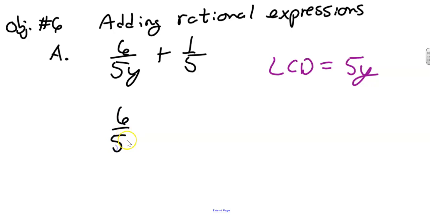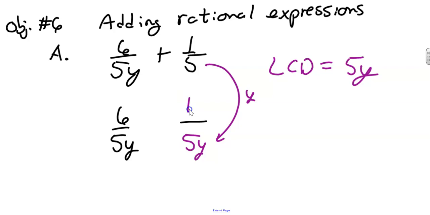Okay, so the first fraction didn't change. It stayed exactly the same. The second one, though, when you put 5y in the denominator, to go from here to here, we multiply by y. And whatever you do in the denominator, you have to do the same thing in the numerator. So you change that one to 1y. Okay. If you want to put a 1 there, then you can do that.